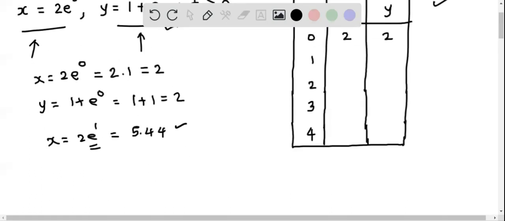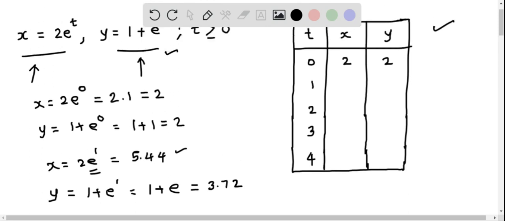And let's find the corresponding y. y equals 1 plus e raised to the power of 1, so this is 1 plus e. We can plug the value of e into the calculator and add 1 to it. When we do that, we get the value 3.72. So we found the values of x and y for t equals 1. This is 5.44 comma 3.72.